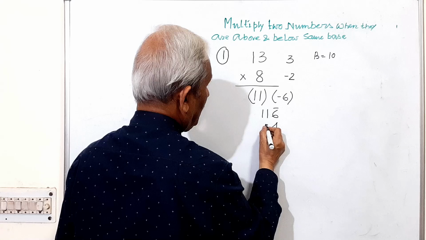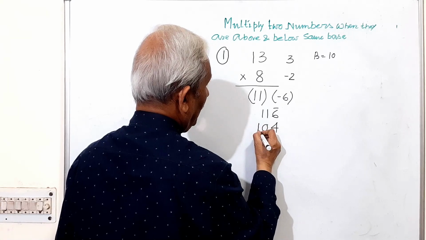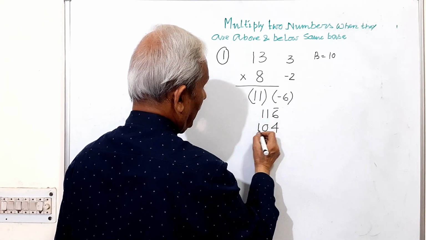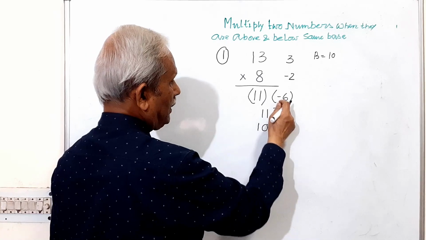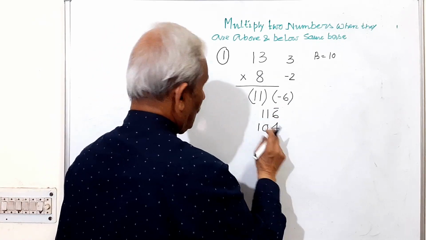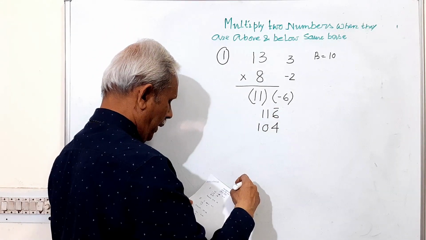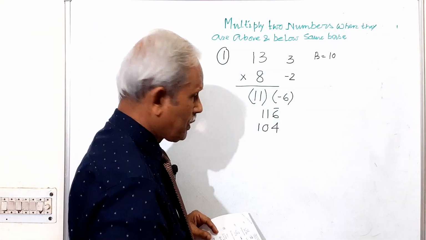And this 1 is to be reduced by 1. It becomes 0. 11 is reduced by number 1. It becomes 10. And this is reduced from 10. Right? So 104 is the answer. Well, let us do the next question.